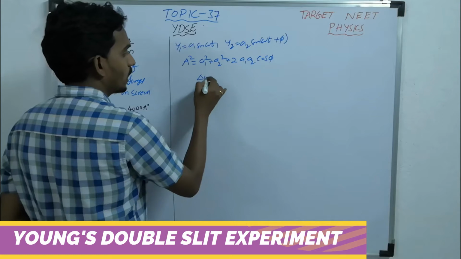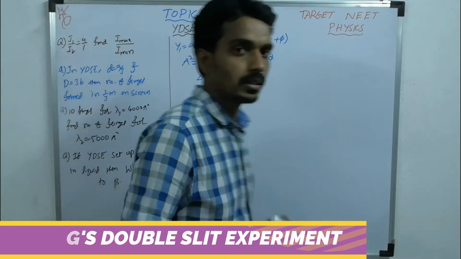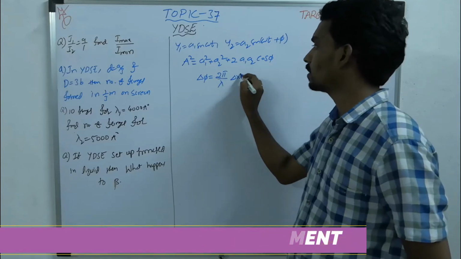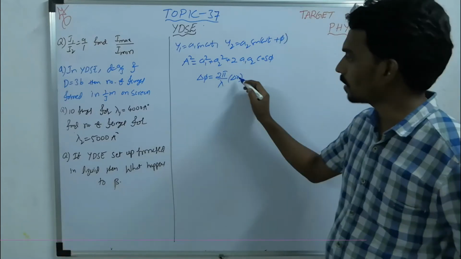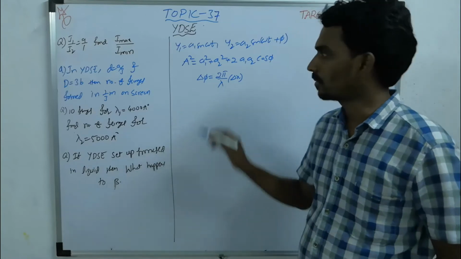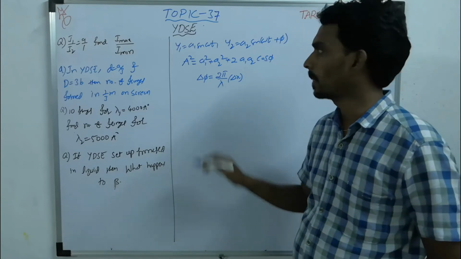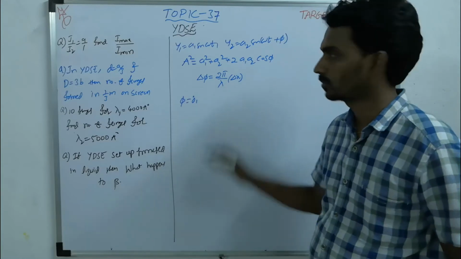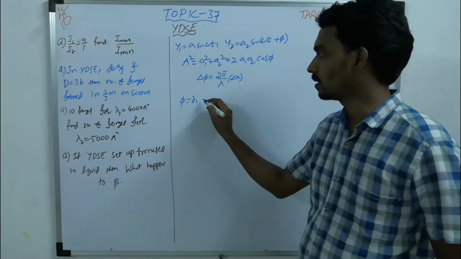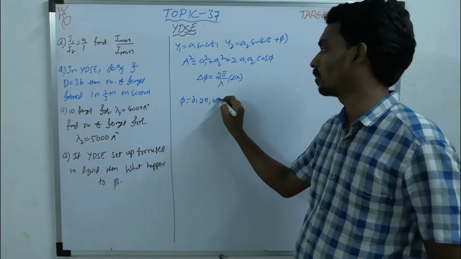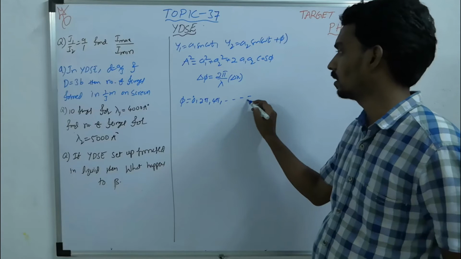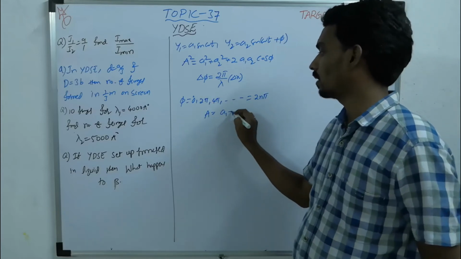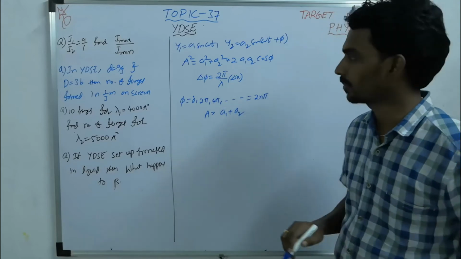Sometimes to find the phase difference they will give the path difference. So delta phi equals 2 pi by lambda times delta x. So from the path difference you can find the phase difference and substitute here. So for phi equal to 0, 2 pi, 4 pi, and so on, that is 2n pi, the resultant amplitude is A1 plus A2.